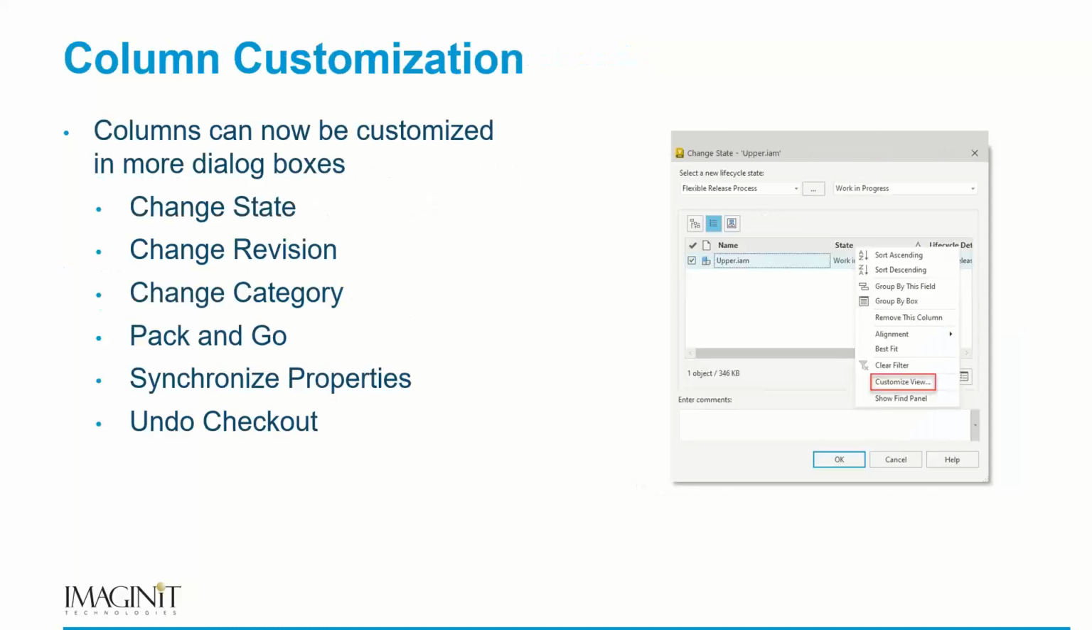One thing that they've added is the ability to do your column customization. And we could do this before in a standard Vault view, in any view that we were in, but now they're updating it so that we can do this in all of these different dialog boxes: change state, revision, category, pack and go, the property, undo a checkout. You couldn't customize the view. It was very basic, I guess I'll say. It was kind of a default view, and that's what you had. Now you can go in and customize it. It is per user.